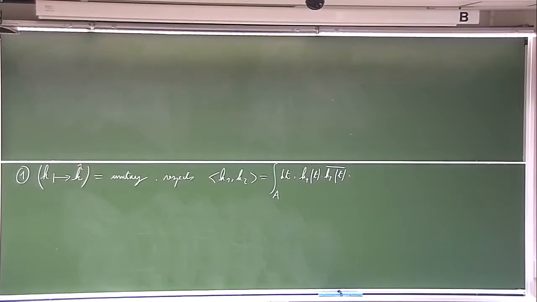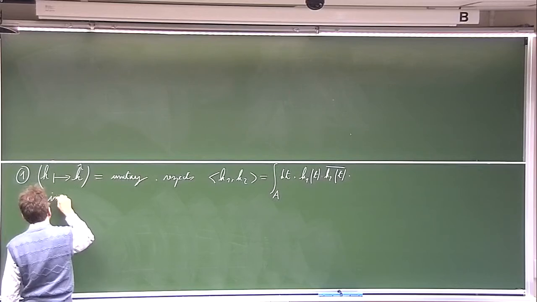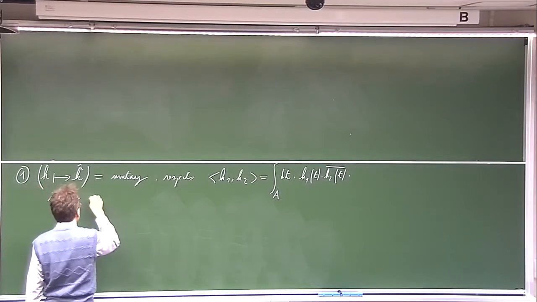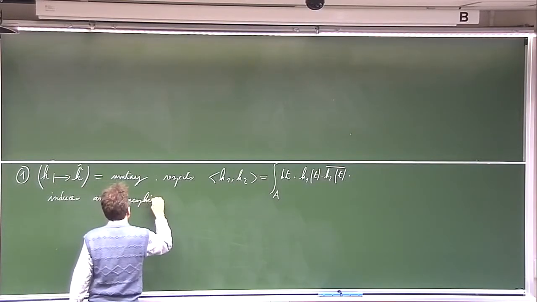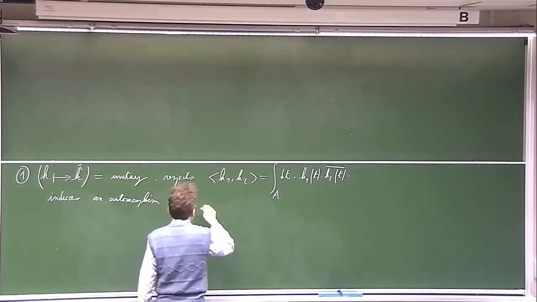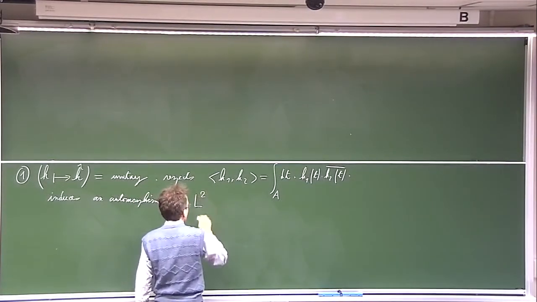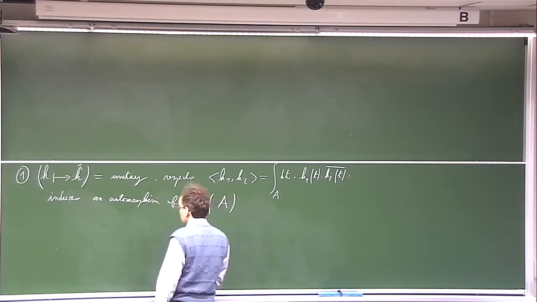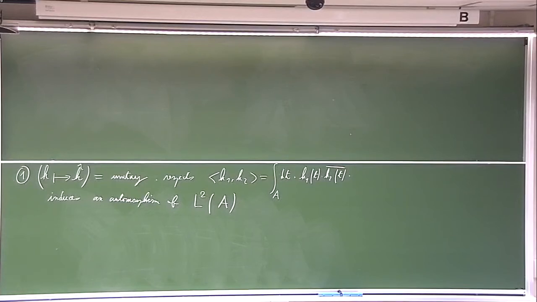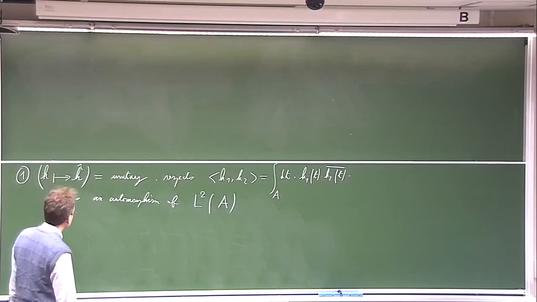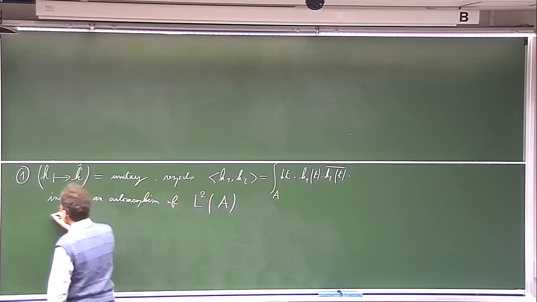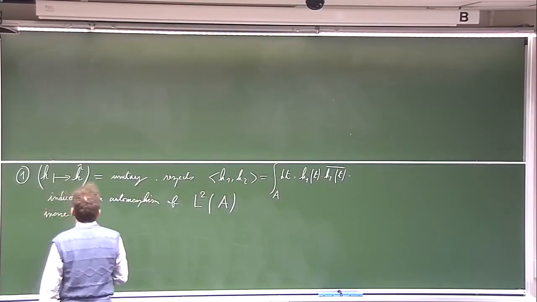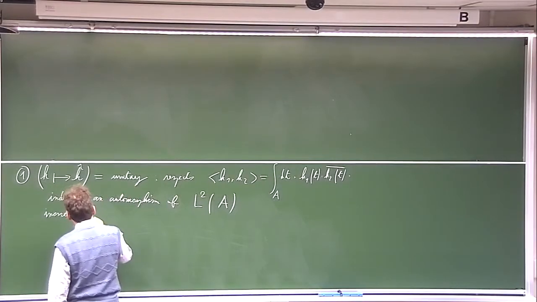And not only that, but it has to induce an automorphism of the associated Hilbert space, which is the space of square integrable functions on our space A. This is the second very important property. And of course, as we say, it is an automorphism, so it has an inverse, and the inverse of this operator is the following.